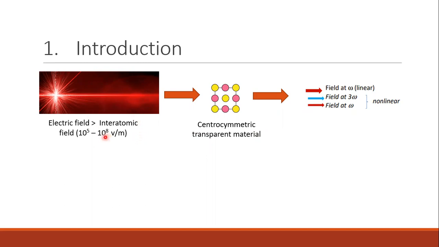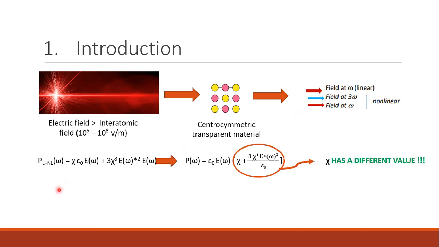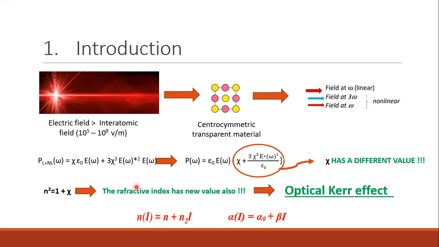So we know that when we send light with a high intensity to a center-symmetric transparent material, we get a linear field at omega and a nonlinear field at omega and 3 omega. The linear and the nonlinear polarization is given by this formula. And if we take as a common multiplier the electric field and the permittivity in vacuum, we notice that chi, which is the susceptibility, has changed.